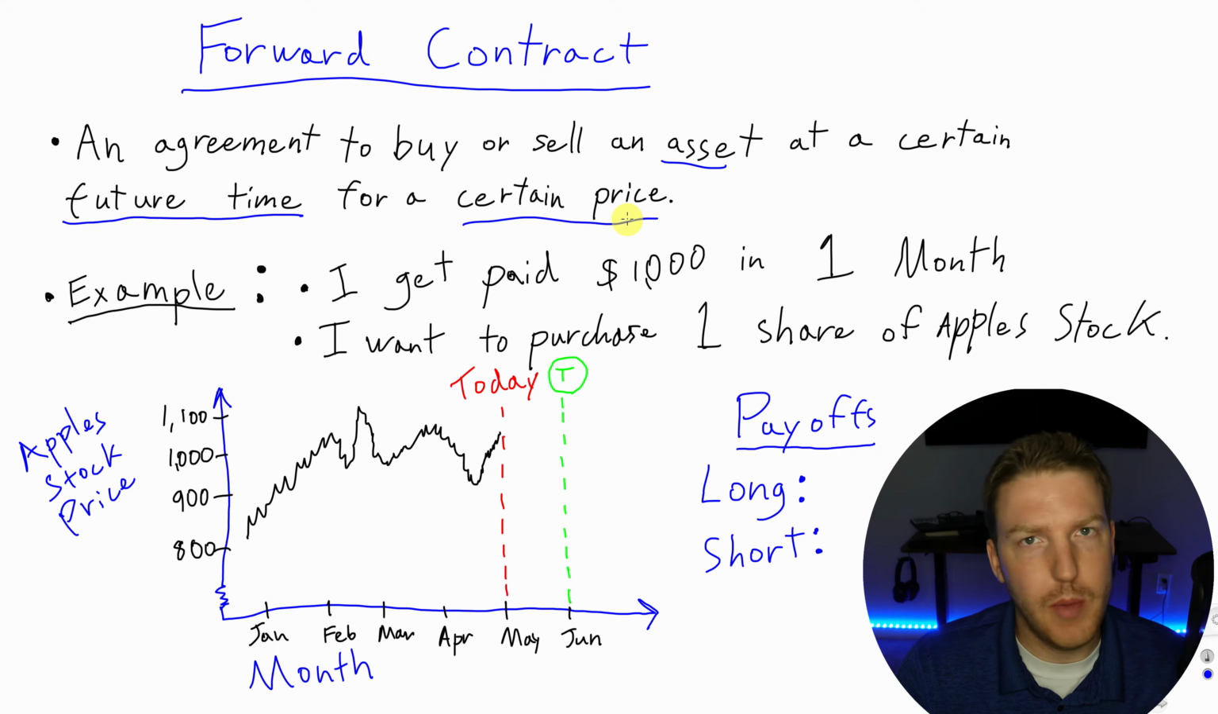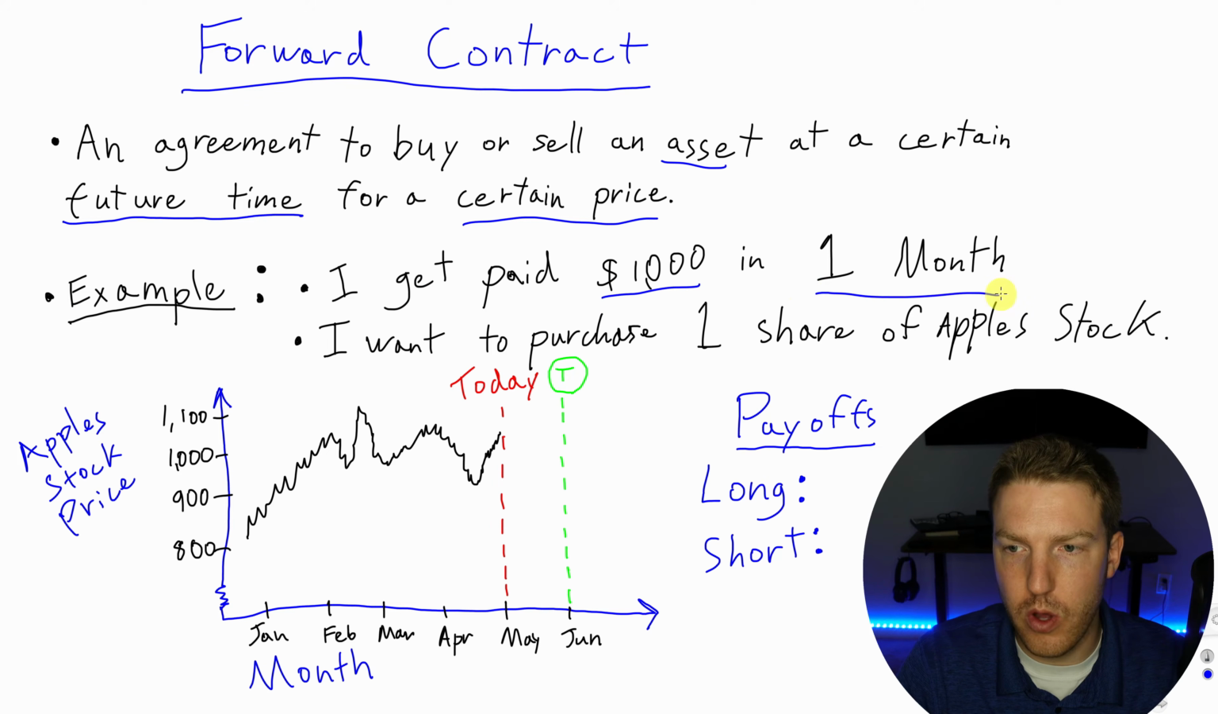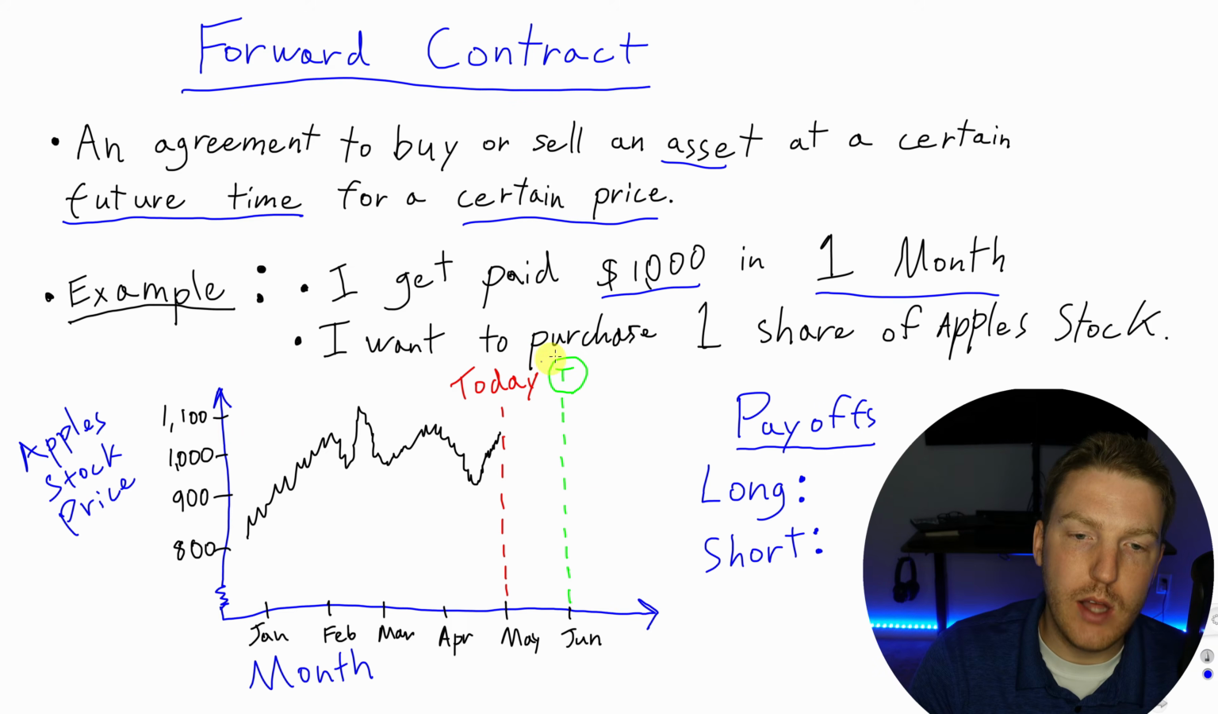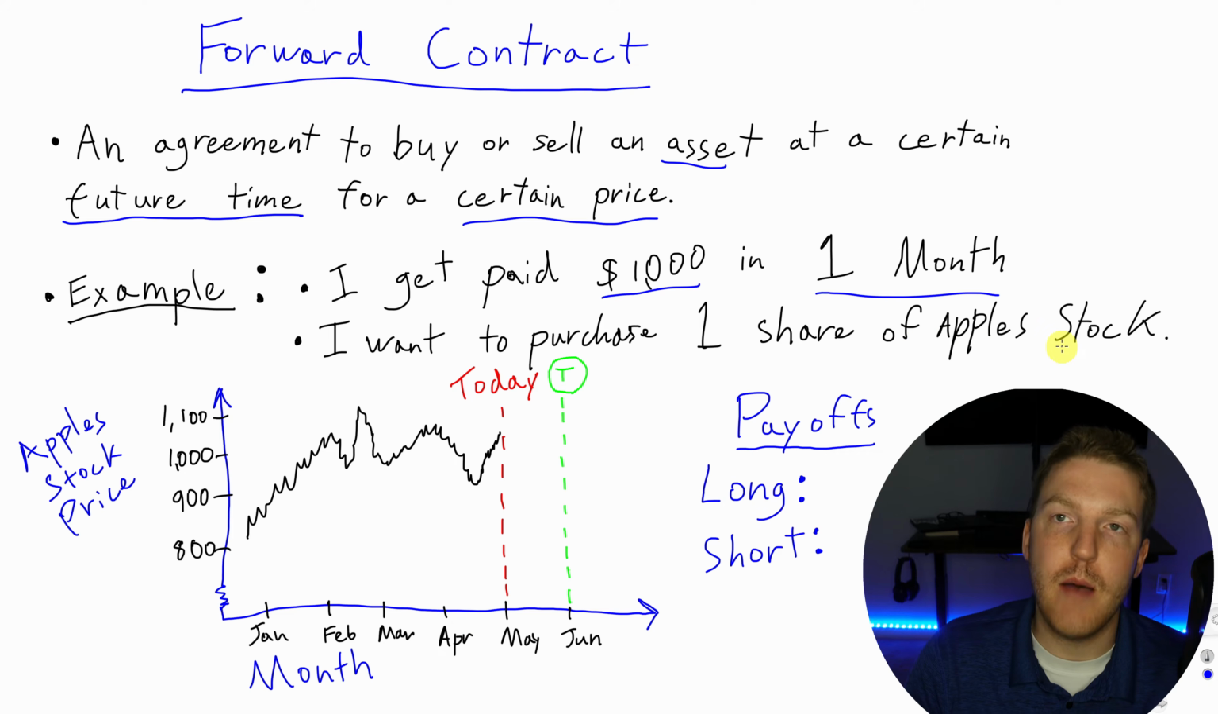Like if I go to the store, buy a pair of headphones for $100, that is an on-the-spot contract to buy those headphones. Let's break it down with an example of how a forward contract is different than that. In this example, let's say I am going to get paid $1,000 in 1 month. I do not have $1,000 right now. I want to purchase 1 share of Apple stock.